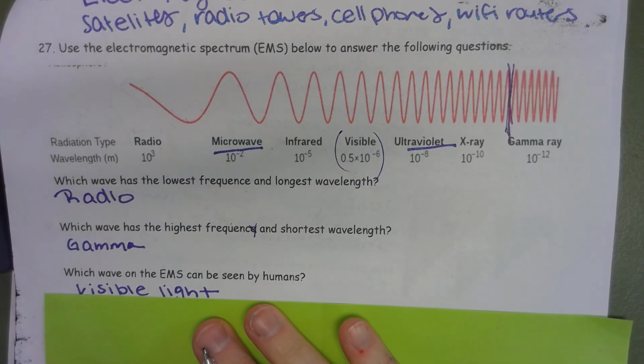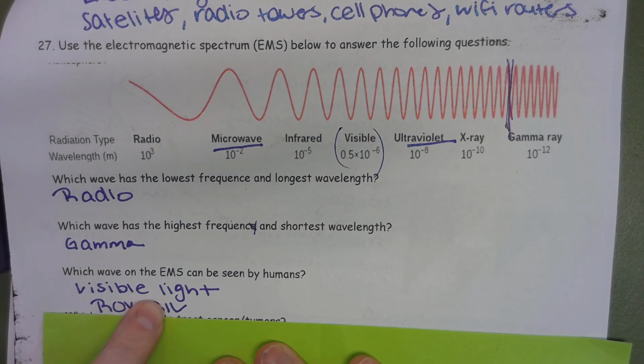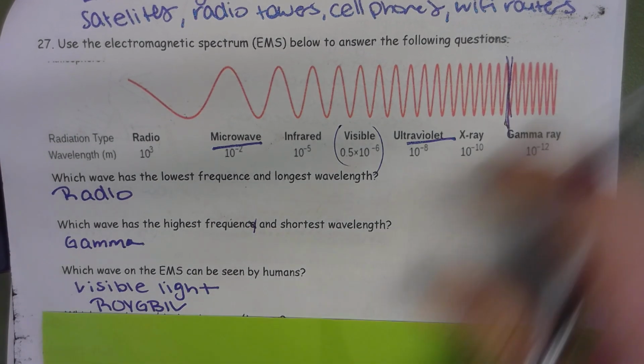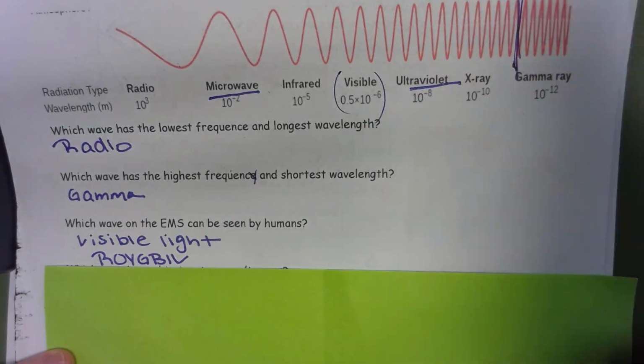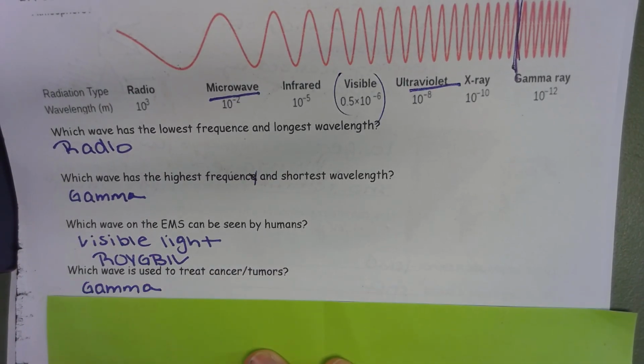Sometimes we call him by his government name, Roy G. Biv. Red, orange, yellow, green, blue, indigo, and violet. Those are in order by wavelength. Which wave is used to treat cancer and tumors? That's going to be gamma.